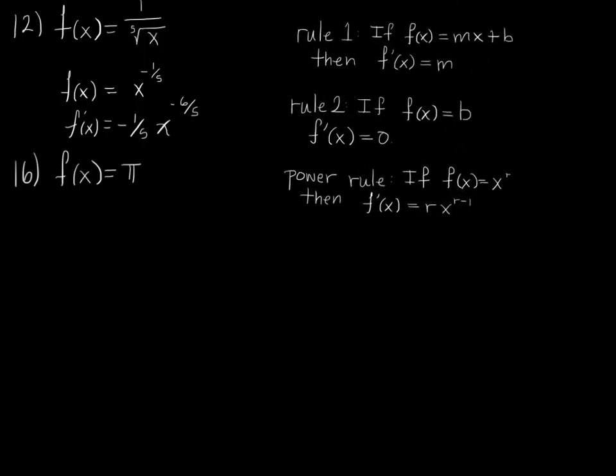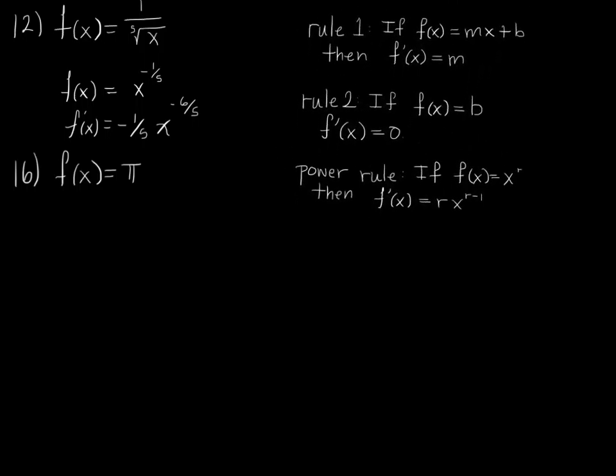Okay, so this one looks way more complicated than it is. This is f of x equals pi. Remember, pi is a constant, so we're really dealing with rule number 2. So this is about as easy as it gets. The derivative of a constant function is just 0. It doesn't even matter what the constant is. And we're done with these problems.